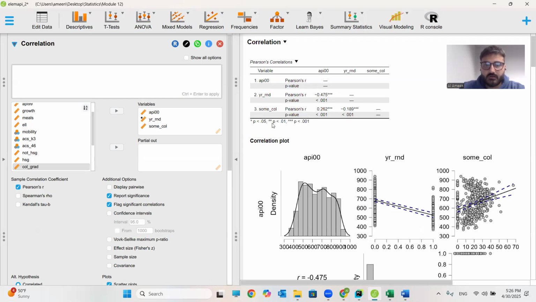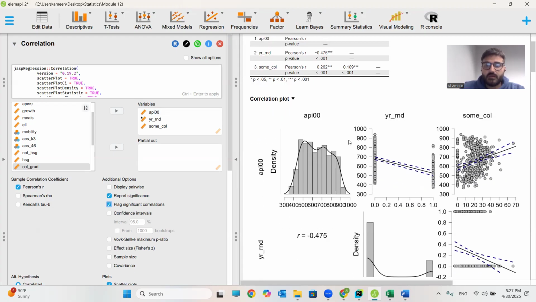We can see the Pearson's R value for year-round is negative 0.475, which is a pretty significant R value. But the negative sign means that it is negatively affecting our API. For some college, we have a lower R value, but it's still pretty significant. As we can see, it's flagged here. I turned on this flag significant correlations, and we can see that both of these values are pretty significant. But some college seems to be positively affecting our API.